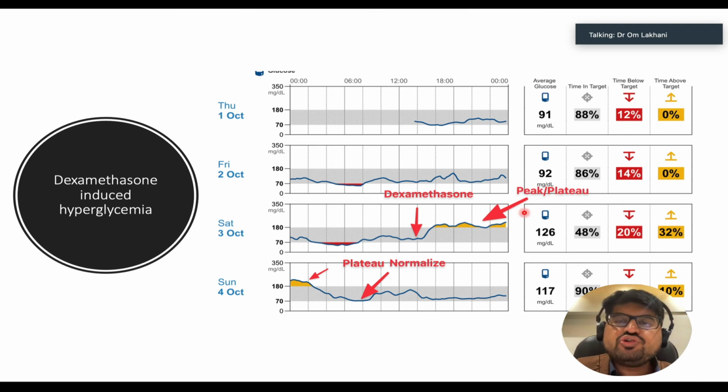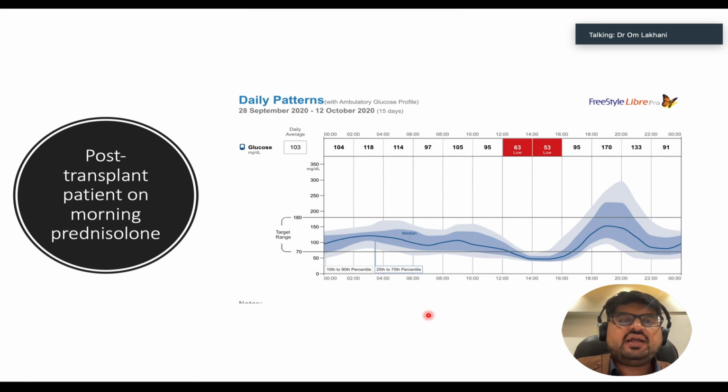So what I'm trying to show you is that dexamethasone tends to have an action which lasts for almost 14 to 18 hours after it has been given, and you should anticipate that this is a period when hyperglycemia could persist, right?